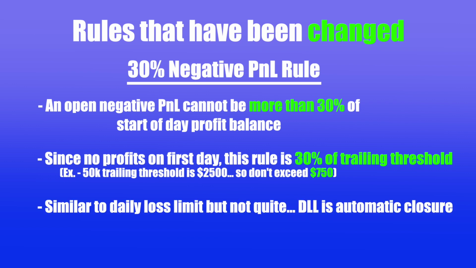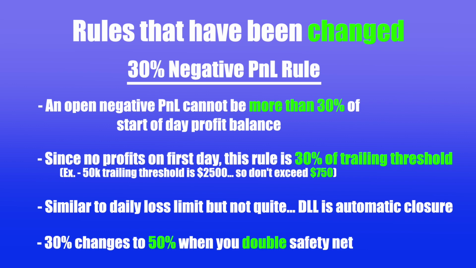So this is kind of like a daily loss limit, but not quite a daily loss limit. With the daily loss limit, if that got triggered, you'd be done for the day. With this rule, however, they just don't want you to have more than a 30% open negative P&L of your starting day's profit balance at any given point during the day. So if you come near it or exceed it, close out the position and simply open another position that you think you can do better on. Another key thing to remember for this rule, once you have doubled your safety net amount, you can go up to 50% instead of 30%.